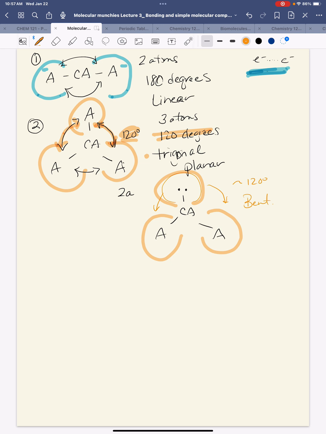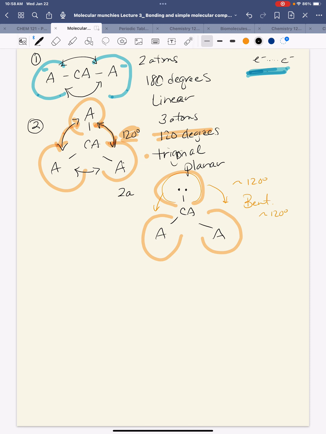That's going to be the name of this. And we're going to put a caveat on that and say that it's approximately 120, and I'll explain again in a minute why. So far we've got 3 shapes: linear, trigonal planar, and bent 120.